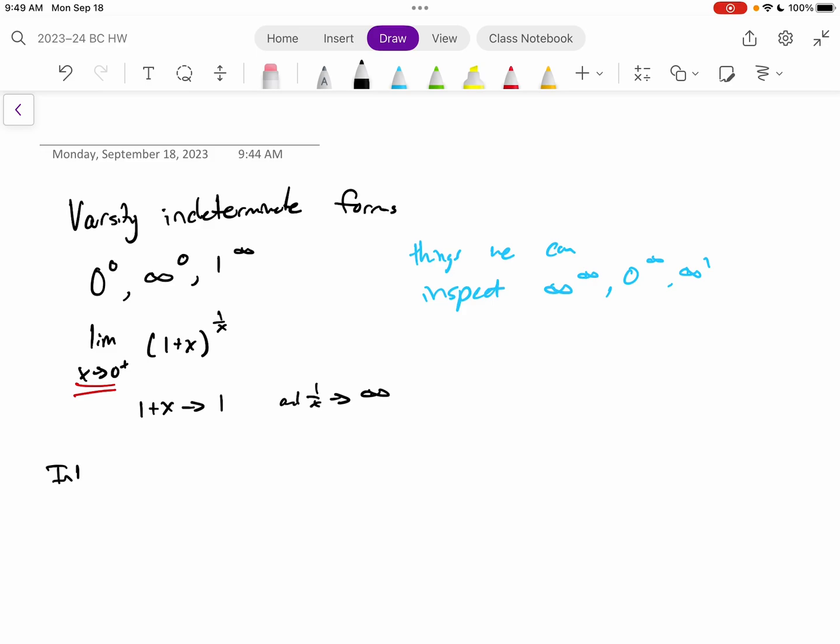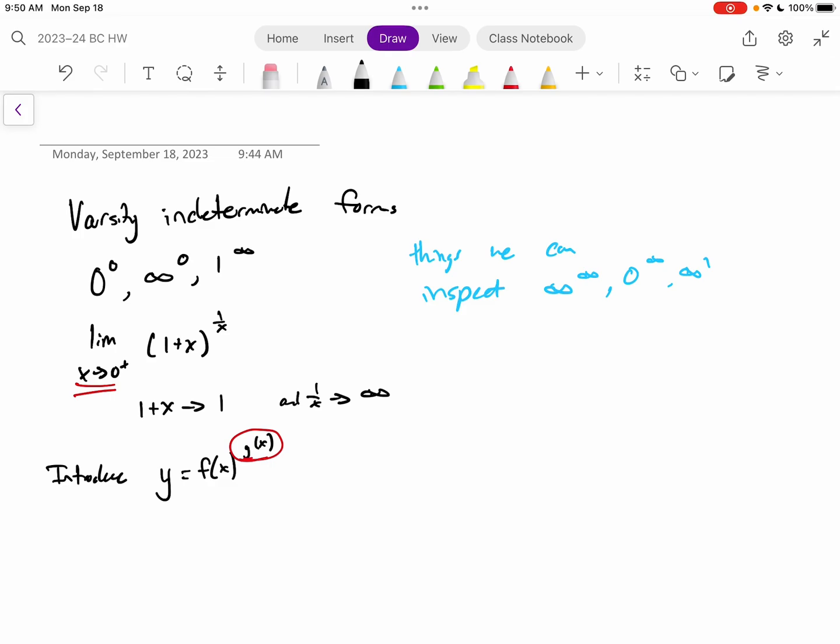The way we're going to address these is to introduce an extra variable, because we certainly don't have enough. We're going to introduce y, and set y equal to this exponential thing, f of x to the g of x, like (1 plus x) to the 1 over x. Because we really don't like this exponent up here, we seek to get rid of it. The way to get an exponent to come down is to take a log, using log rules.